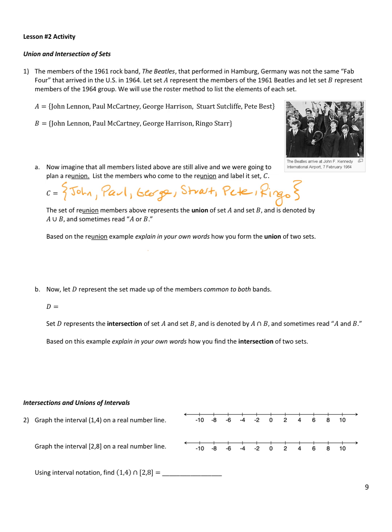So the set of reunion members is called the union of the sets A and B, and we denote it with this big capital U. Sometimes we read it A or B. So based on the reunion example, explain in your own words how you form the union of two sets. So it's like you marry them together.